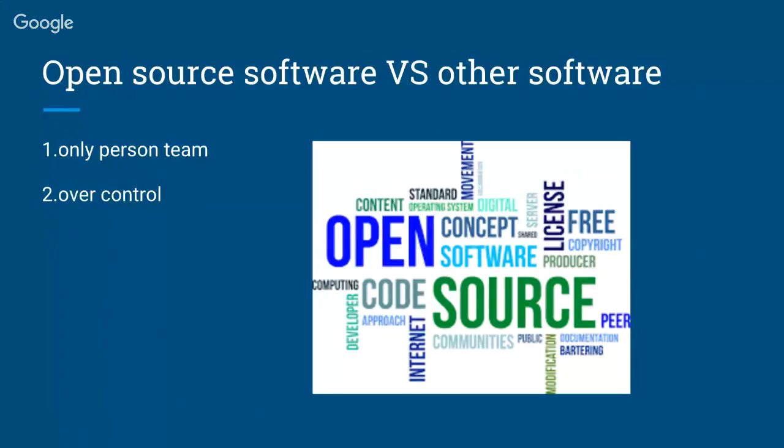And what's the difference between open source software and other software? Other software has source code that only the person, team, or organization who created it can modify and maintain control over. People call this kind of software proprietary or closed source software.